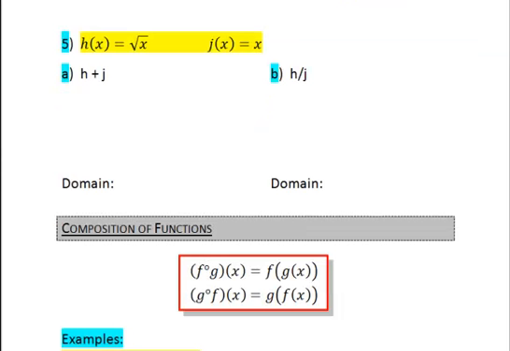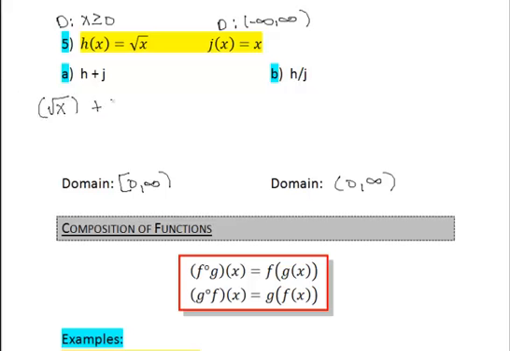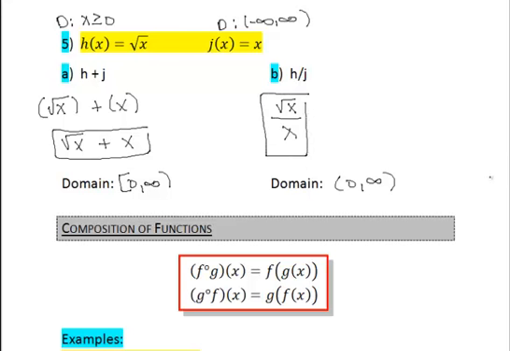Here's a couple for you to try. That's all there is to it.